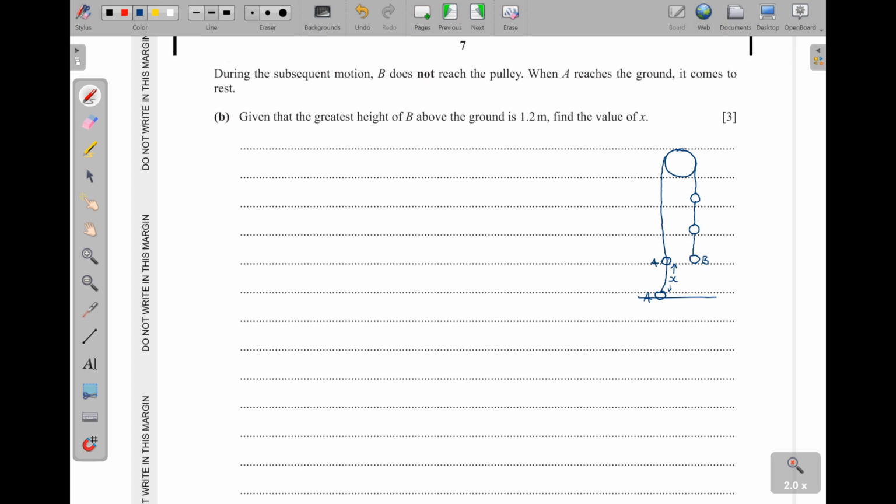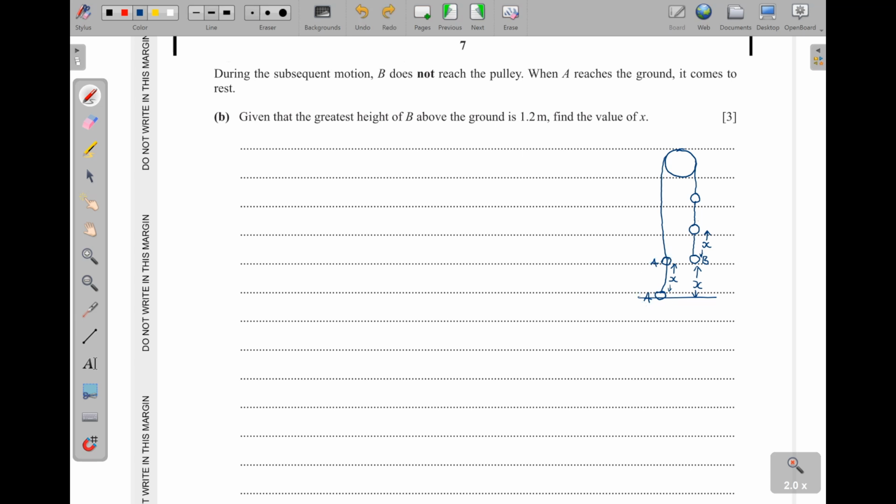This is the final position for A. It moved up. As this one was moving down, B was moving up. So this one moved this distance x, and B moved that distance x. It came to that one there. Then there is a further distance B moves when this one reaches the ground, and then it doesn't move.